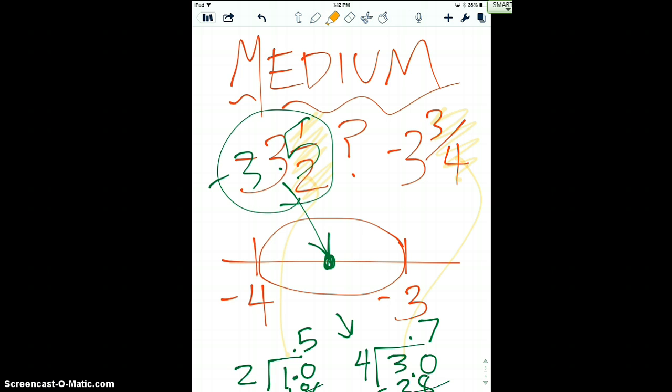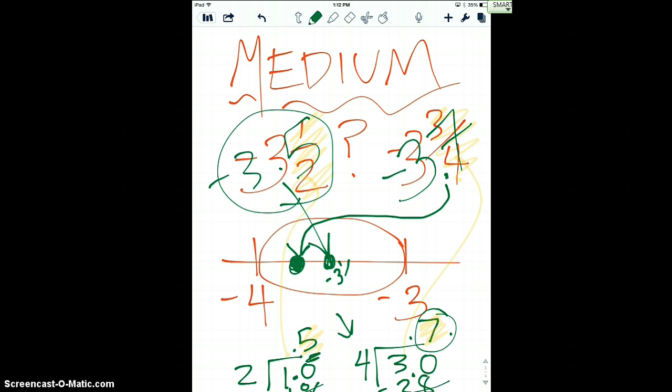I'm going to stop because the 7 is different from the 5. I already know that the 7 is greater than the 5, meaning it's going to be farther along. So this -3 and 3/4 is -3.7 something, and 7 is farther, closer to the -4. So there's where my two numbers lie. I have -3.5 right here, and I have -3 and 3/4 approximately right here.